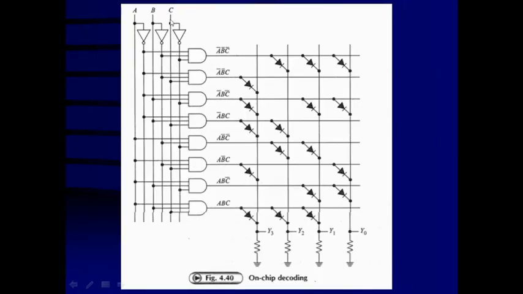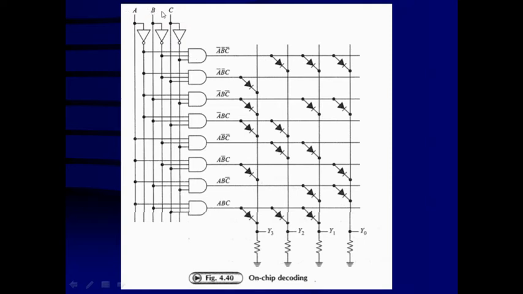Now you can see that this is a 3-line to 8-line decoder, or 1-of-8 decoder, where one of the 8 outputs is activated. Here 3-input AND gates are utilized, and the bus bar system is used, where A and A bar, B and B bar, C and C bar are available. So this output is high when A is 0, B is 0, C is 0, but A bar is high, B bar is high, and C bar is high. These are the inputs connected to this AND gate.